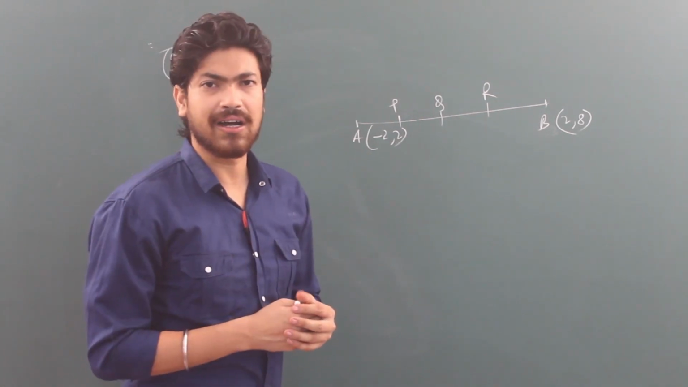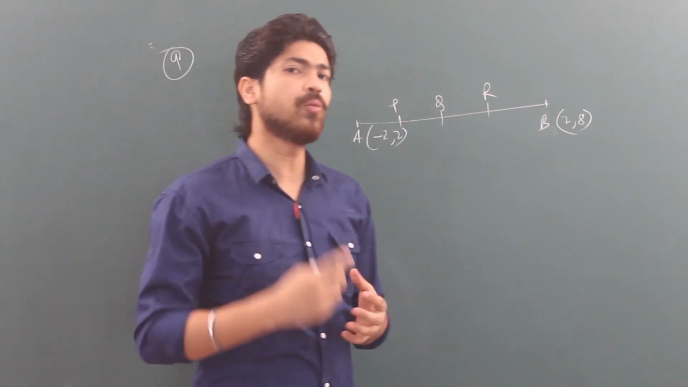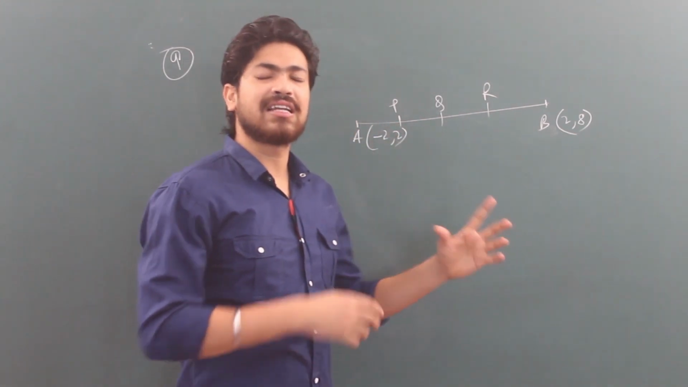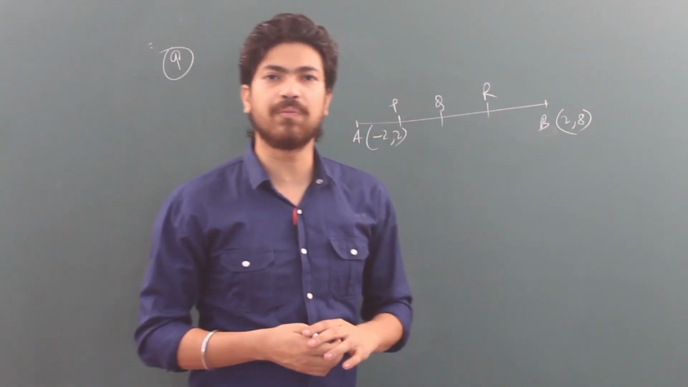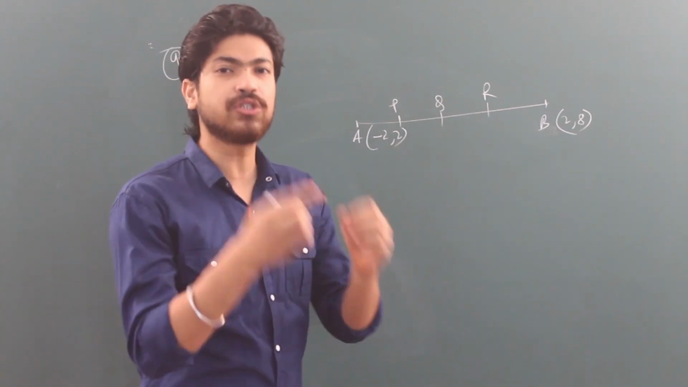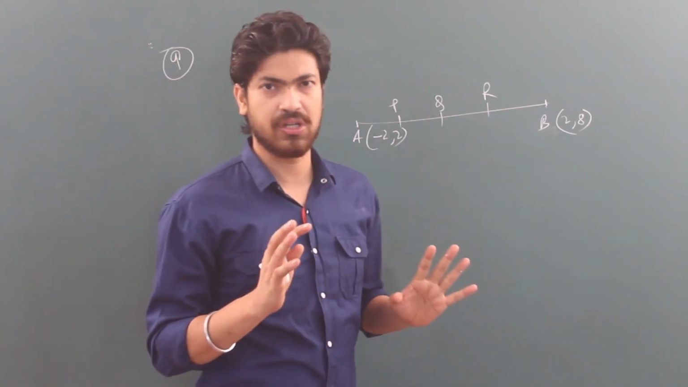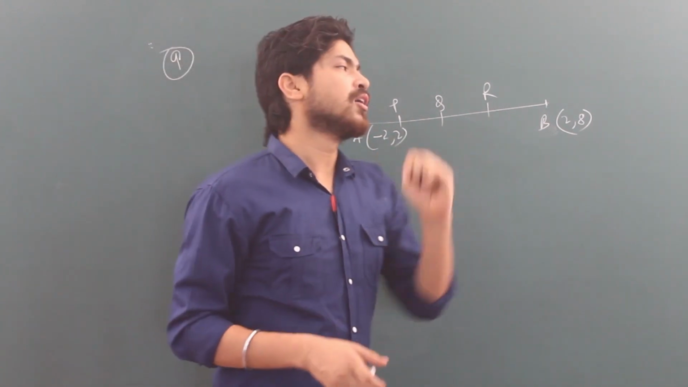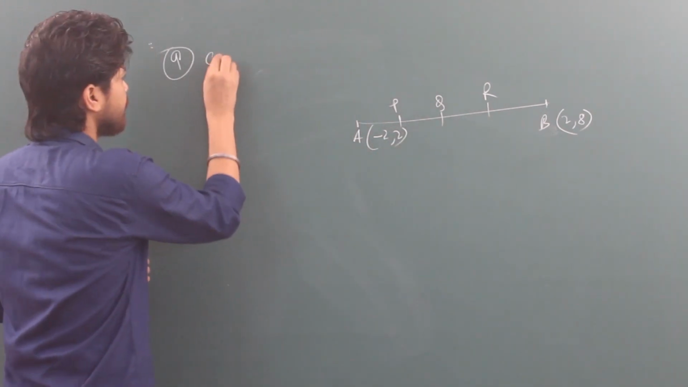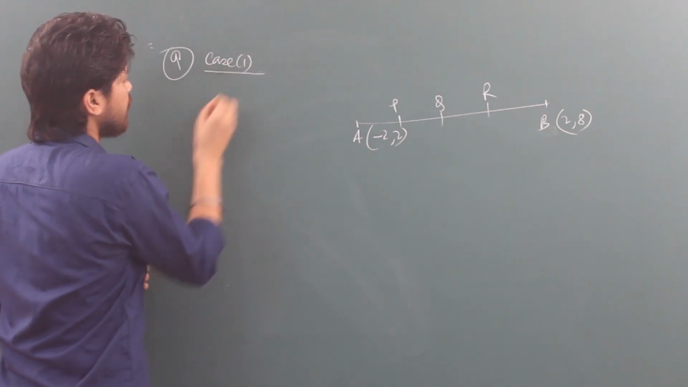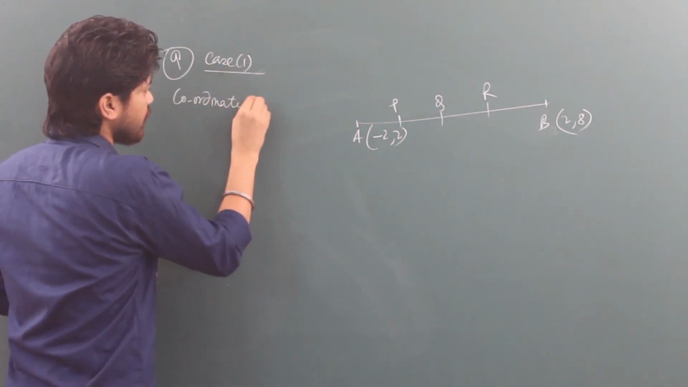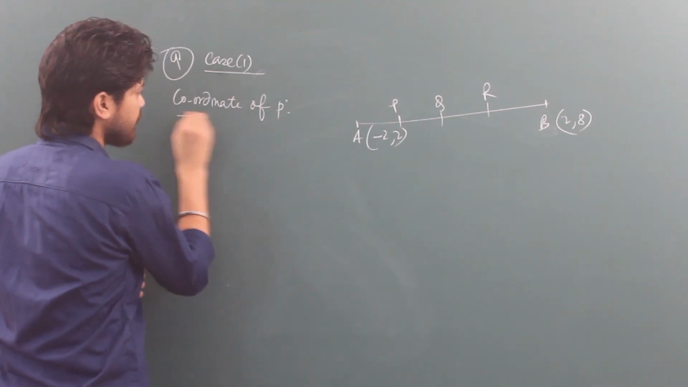Trisection means 3 equal में भाग करना. हाँ, 3 equal भाग करेंगे तो 2 पॉइंट मिलेंगे. So here we are given that the line segment is to be divided into 4 equal parts. That means we will get 3 points, and you need to find the coordinates of those 3 points. And we have named those 3 points as P, Q, R. No problem. So first, case 1, coordinate of P we will find.